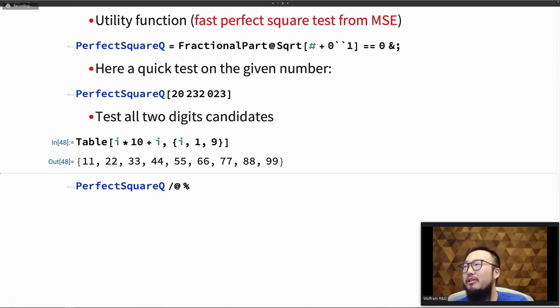I actually answered like 300 problems on AoPS before with the Wolfram language. So if you're lucky to find me, you can start by reading those solutions.